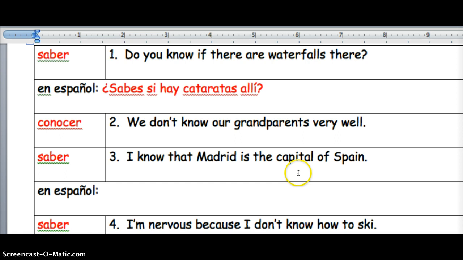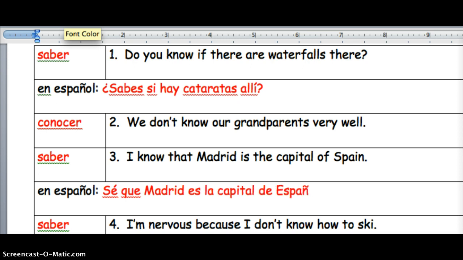I know that Madrid is the capital of Spain. Your form of saber is not sabo, it is sé. Sé que Madrid es la capital de España.